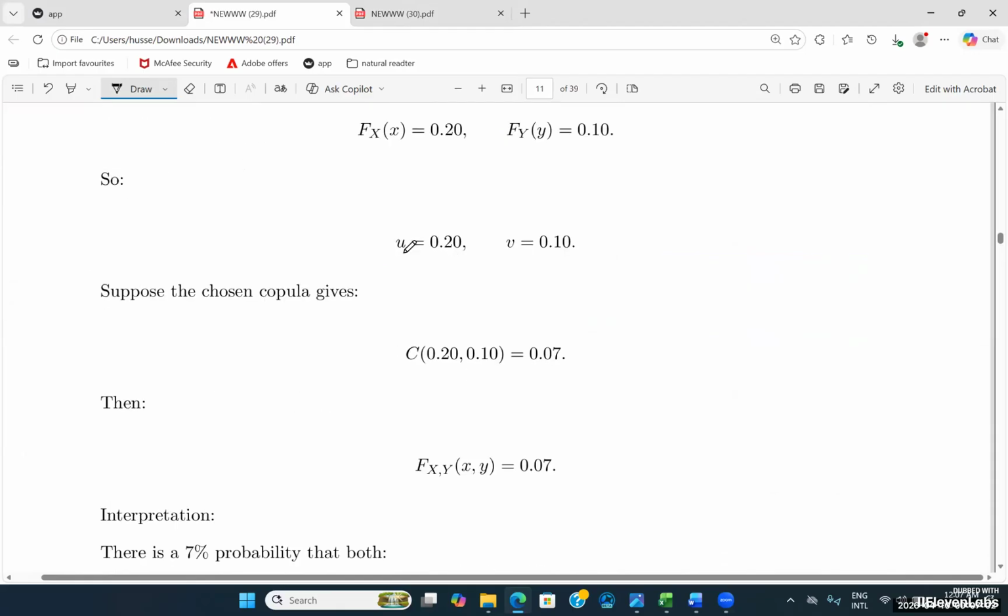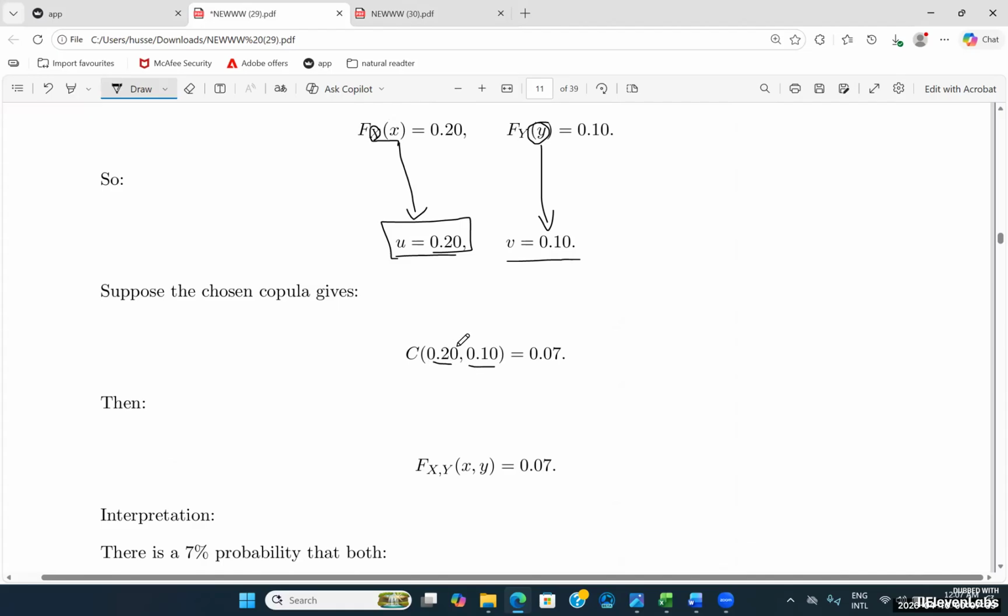For example, if u is 0.2, v is 0.1, it means we're interested in the lowest 20% of the x variable. First, we're considering the lowest 20% of the entire distribution of our x variable. Subsequently, we're particularly interested in the lowest 10% of the y distribution values. Therefore, what is the probability of having both of these specific conditions occurring simultaneously, at the lowest distribution of each individual variable?